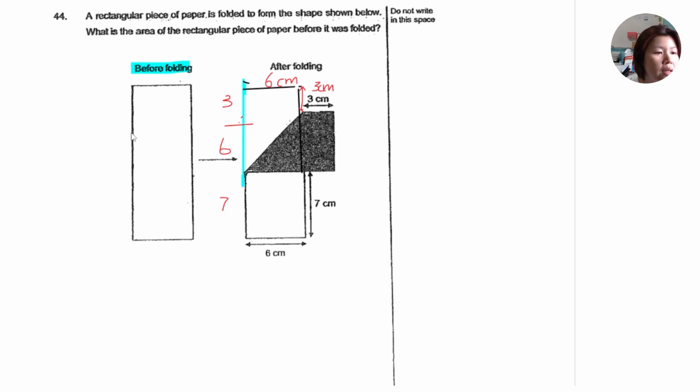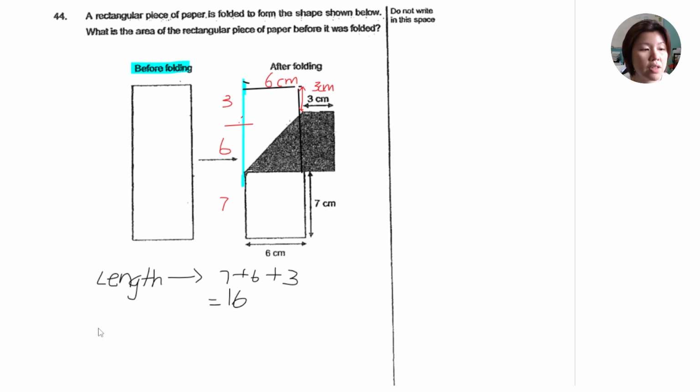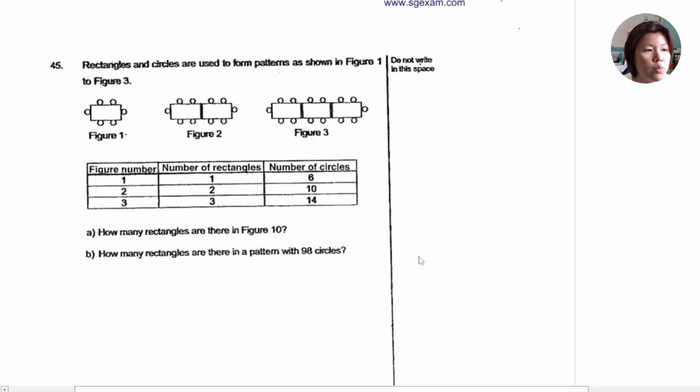Okay, so my length will be 7 plus 6 plus 3 equals 16. And my breadth is 6 cm. B is 6 cm. So area will be 16 times 6 equals 96 cm squared. Okay, so let's move on to the next question, which is on pattern.